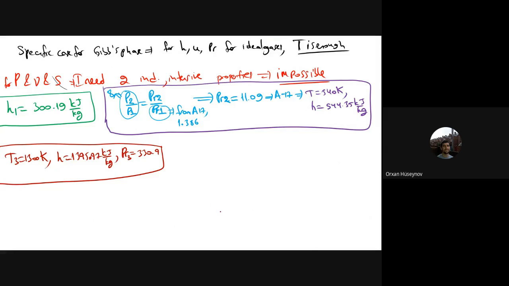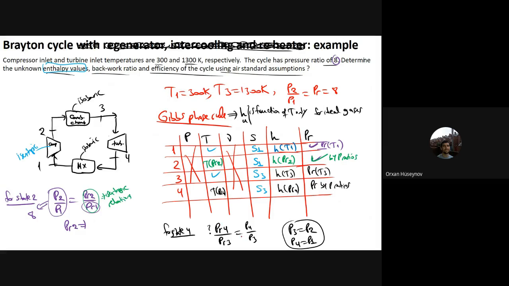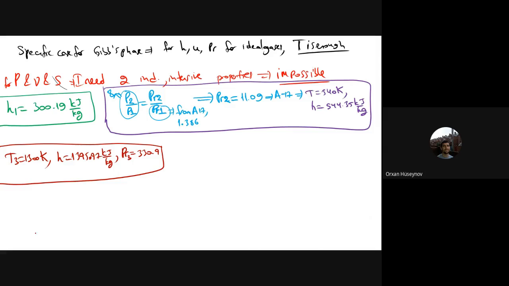Now comes that state 4. For state 4, I will use these pressure ratios. PR4 by PR3 is the same as P4 by P3, and you see that we have said it. So for state 4, PR4 by PR3 will be equal to P4 by P3. We have said that P4 is the same as P1, and the P3 is the same as P2. Okay, and the P1 by P2, it is the opposite of this one. It should be 1 by 8.